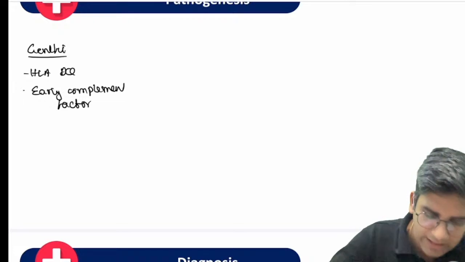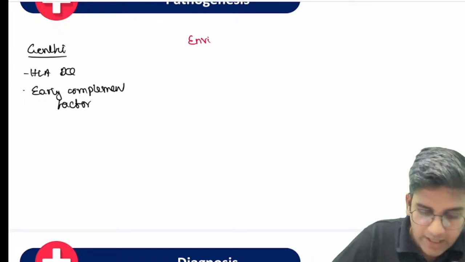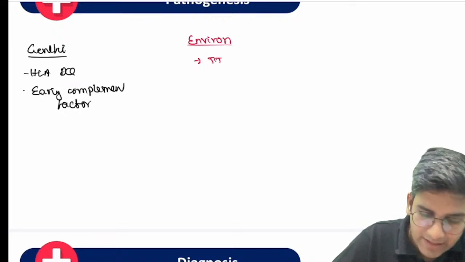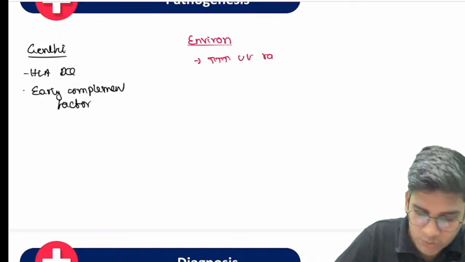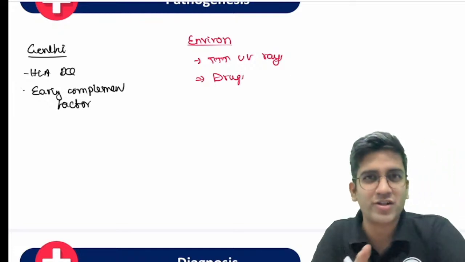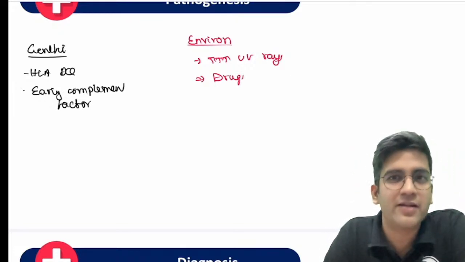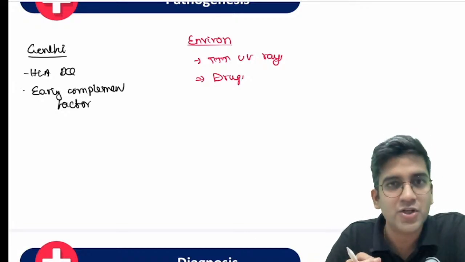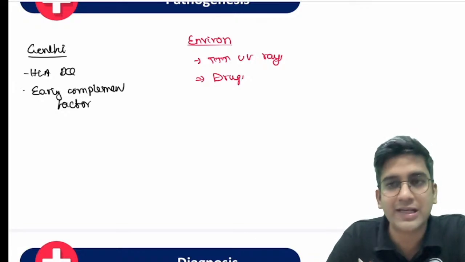Fine. Okay. Then I have the environmental trigger. Environmental trigger for SLE is excess exposure to UV rays. That's one. And obviously one more, drugs. I'm sure you know the drugs, right? Hydralazine, D-penicillamine, right? Those drugs. The mnemonic of SHIP is there. You will never forget that. So drug is one of the important triggers, drug-induced SLE, fine?